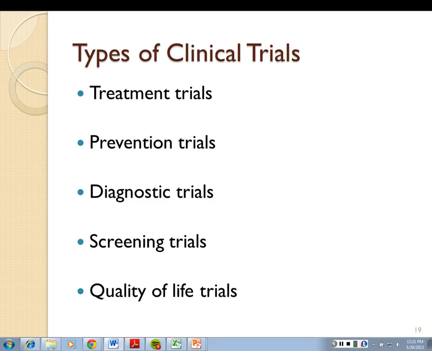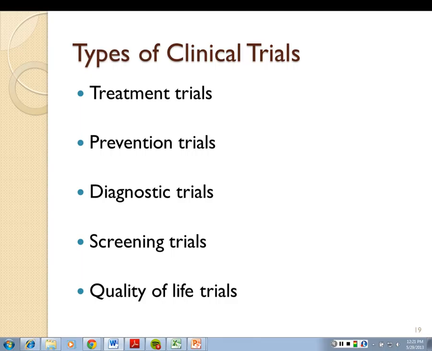Treatment trials test new treatments for a disease or condition, new combinations of treatments, or new approaches. Prevention trials are designed to find ways to prevent disease in people who have never had the disease, or to prevent a disease from returning. Sometimes these are also called prophylactic trials.